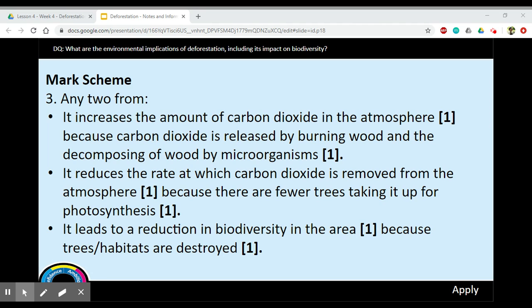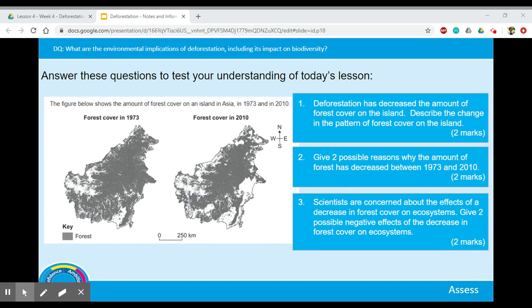Okay, and then let's move on to the assess slides. You've got a picture you need to study, and then you have 3 questions. Your first question is worth 2 marks. So you only want to spend about 2 or 3 minutes on each of these questions.